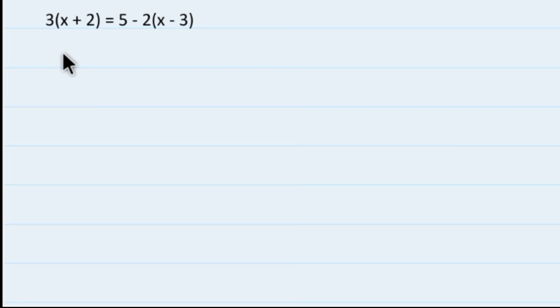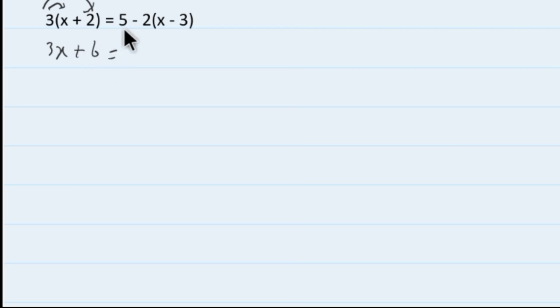Now we solve our second example involving parentheses. Now our first step was to remove the parentheses. So how can we remove the parentheses? We will multiply the terms that are outside of the parentheses. That is 3 multiplied by x, and similarly 3 multiplied by 2. So 3 times x it would be again 3x, and 3 times 2 it's 6.